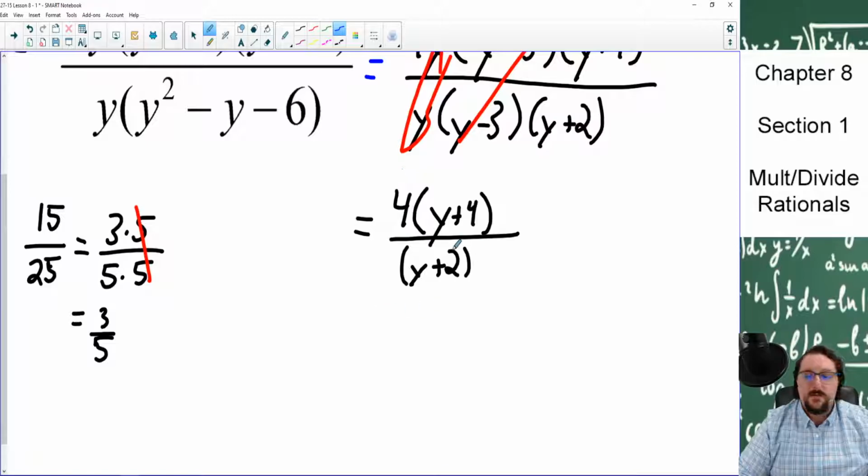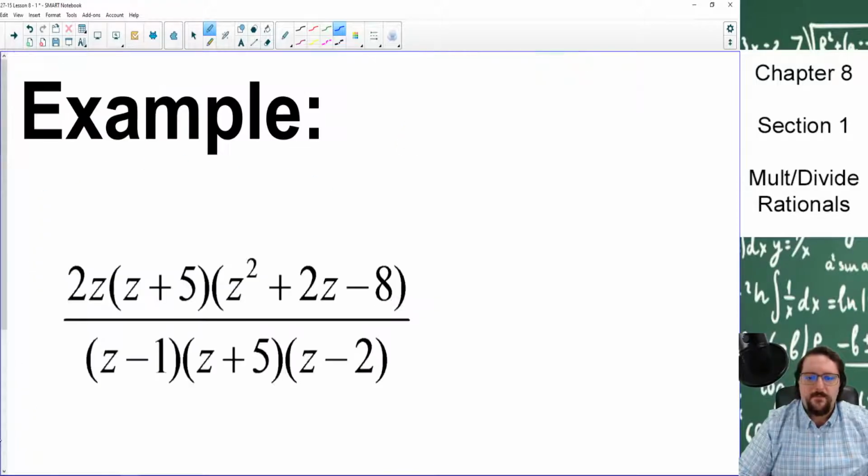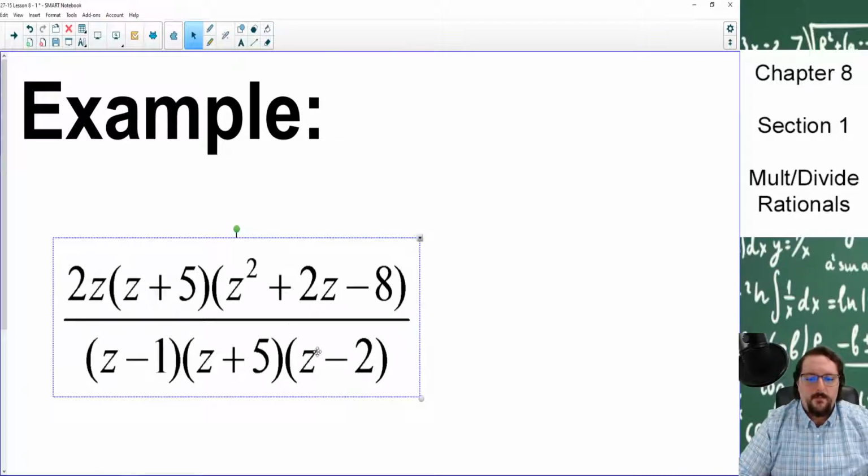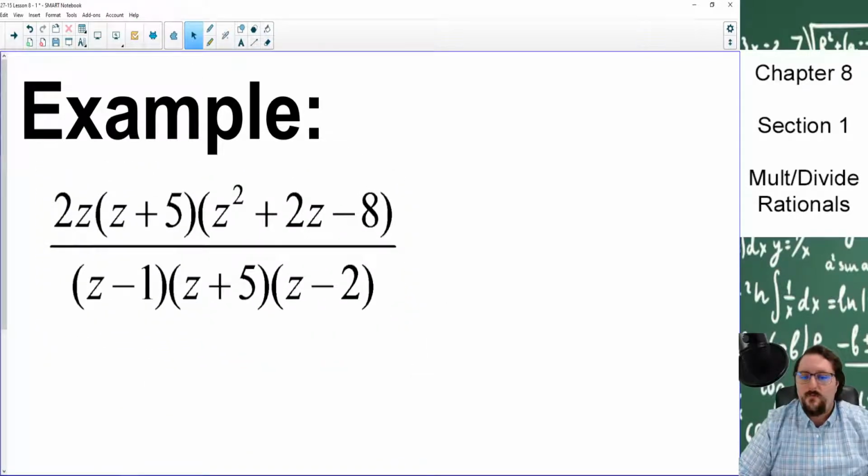In case you needed it, here's our solution to that piece. Let's take a look at something else. So here's another one. Again, we'll look for things to factor, and we'll go from there. Right off the bat, the thing that I see that I can factor is this z squared plus 2z minus 8. Of course, if you want to try, go ahead and pause the video. Well, let's go ahead and continue then. I'll assume that by now you've done so.